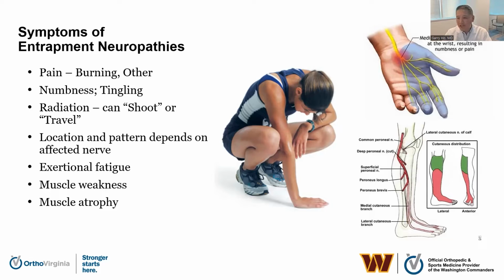So in this lower right-hand picture, for example, let's say you were to get a nerve entrapment of the common peroneal nerve in the knee. You might get symptoms down at the ankle because the nerve transmits information to and from that area. So that radiation can be a clue. And so the location and pattern of symptoms can give us clues about nerve issues.